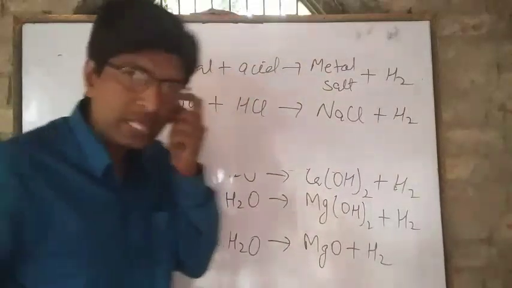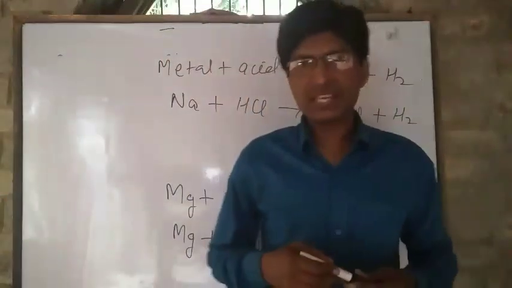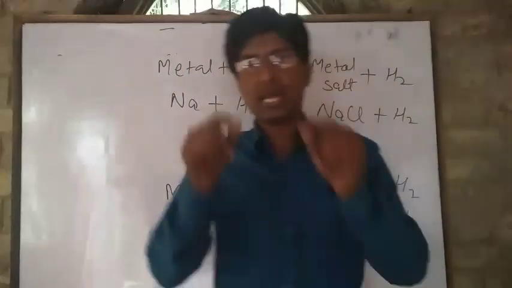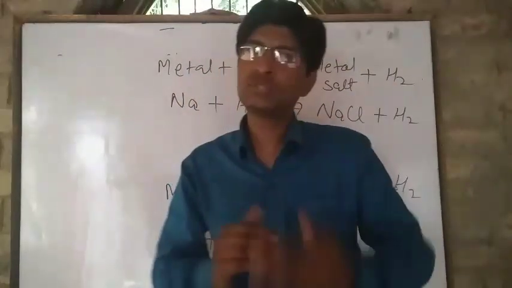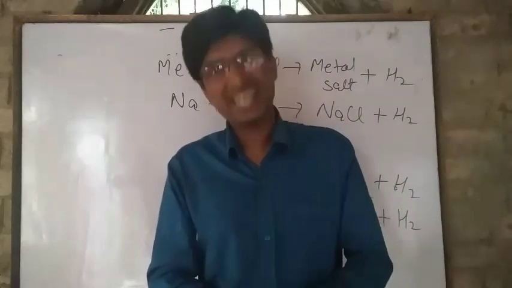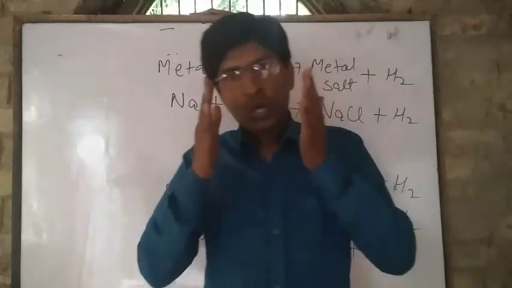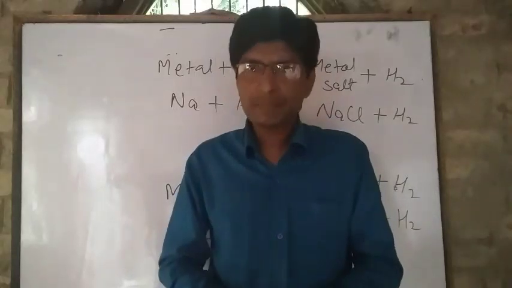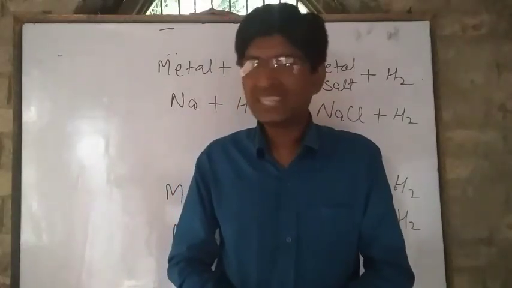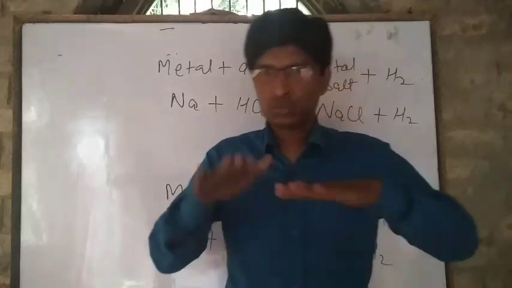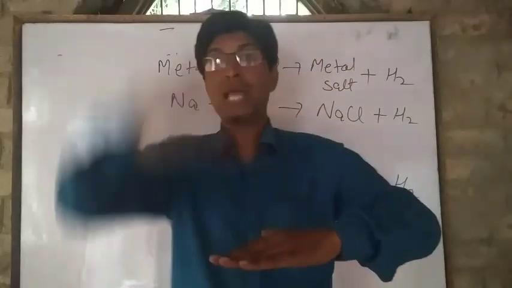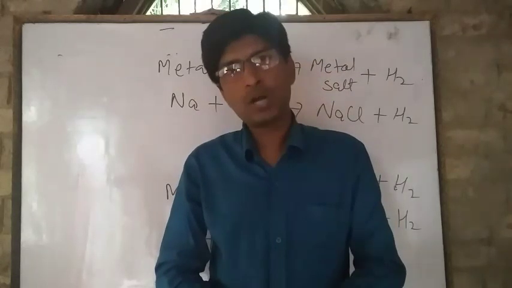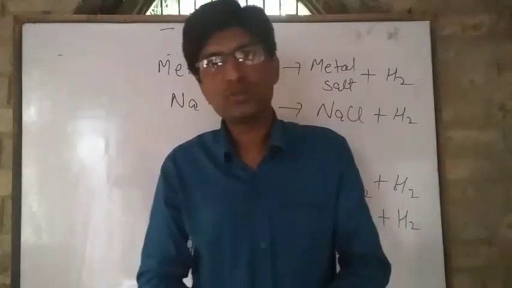But you must know that in the reactivity series, as you have studied in class 8, the metals which are placed below hydrogen cannot react with acid. So copper, silver, gold, platinum, such types of metals do not react with acid. But those metals which are placed above hydrogen can react with acid and form metal salt, and hydrogen gas is released.